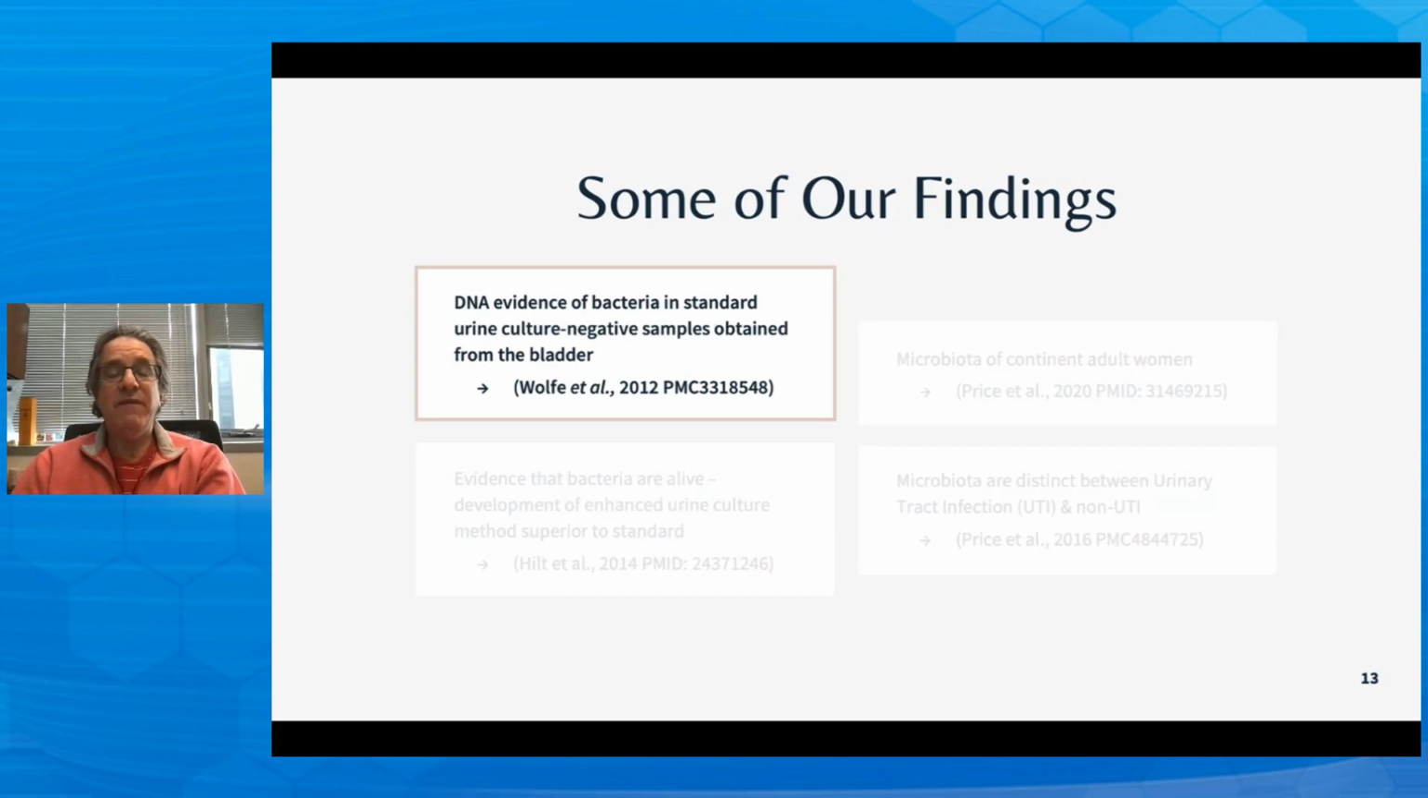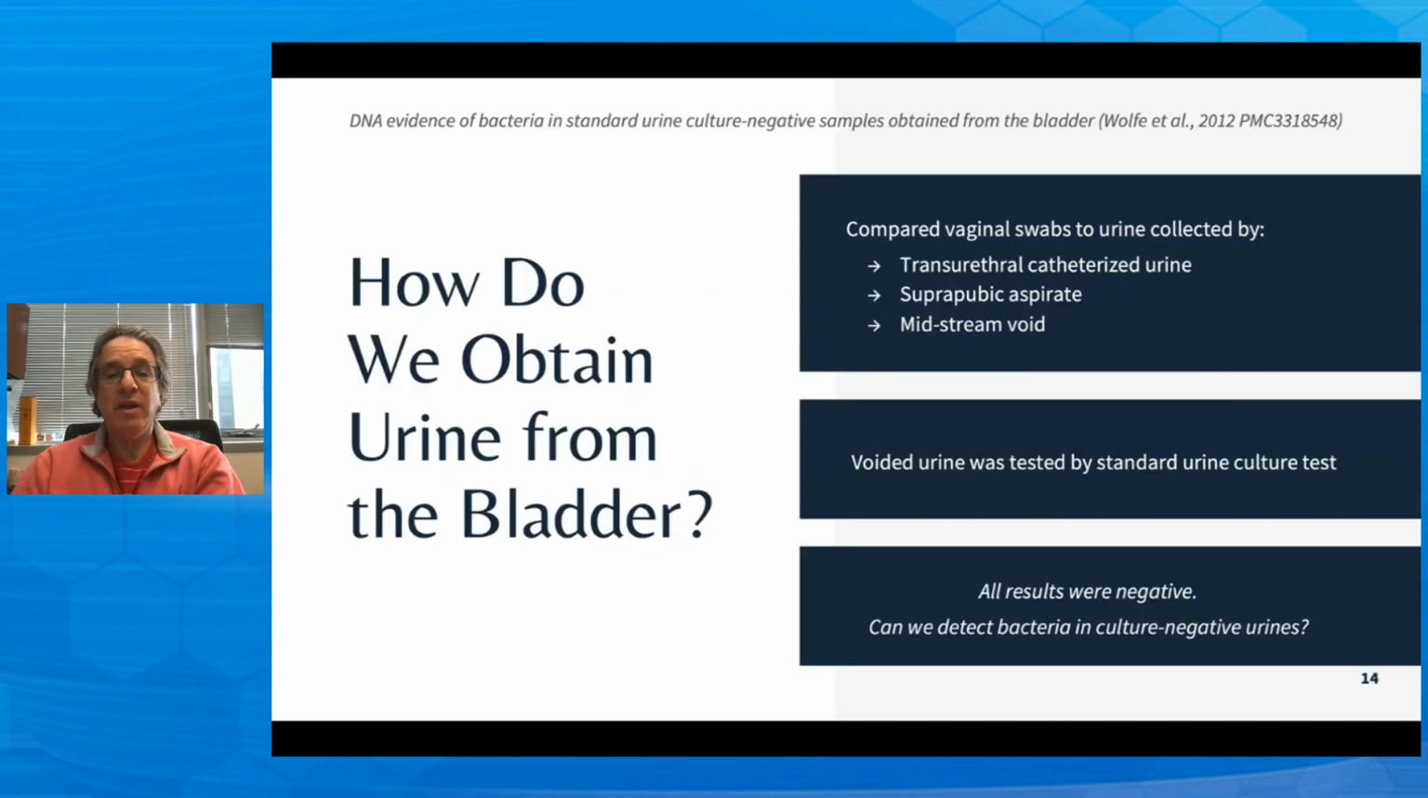Okay, let's start with that first publication 10 years ago. So the first question is how do we obtain urine from the bladder? That became very clear to us at the very beginning, that the only way to know whether the bladder was sterile was to obtain urine from the bladder directly. And that's when I learned about transurethral catheterization and suprapubic aspiration. For those who don't know, a suprapubic aspirate is where you put a needle through the lower abdomen into the bladder and you withdraw urine that way.